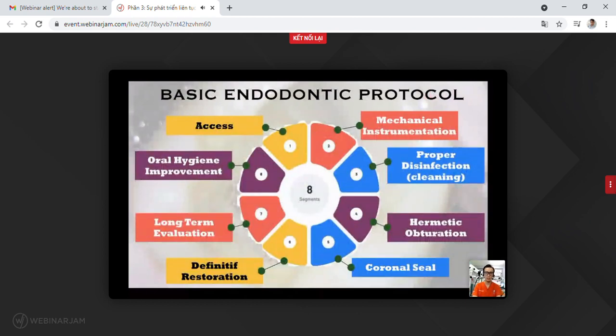Basic endodontic protocols consist of access preparation, mechanical instrumentation, proper disinfection or cleaning, hermetic obturation to prevent further infection, and coronal seal, definitive restoration. Don't forget to have a long-term evaluation, because the patient came to you in a condition where the patient didn't have a proper awareness of his or her tooth, and also oral hygiene improvement to have a prolonged success of your endodontic treatment case.